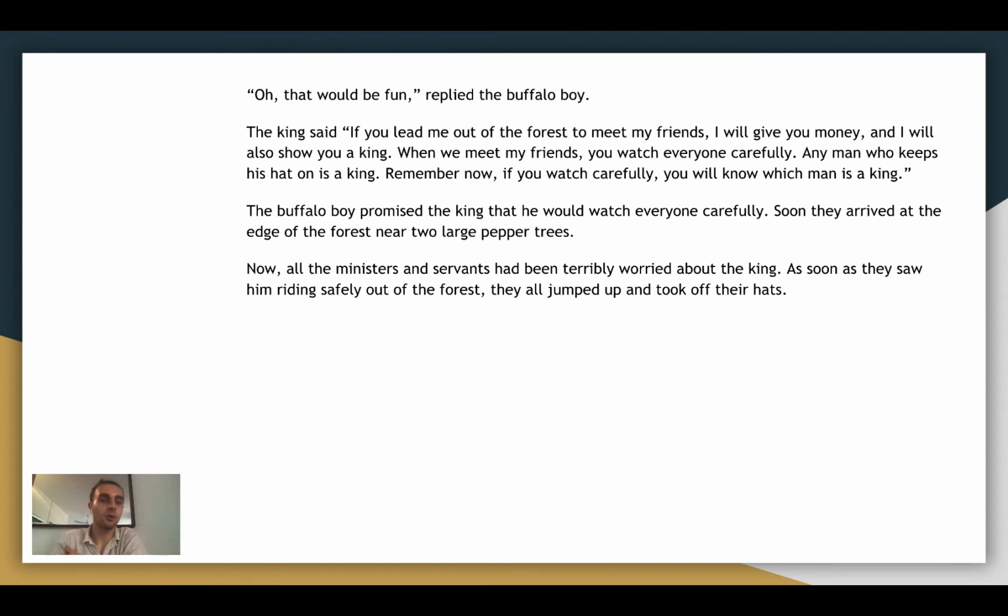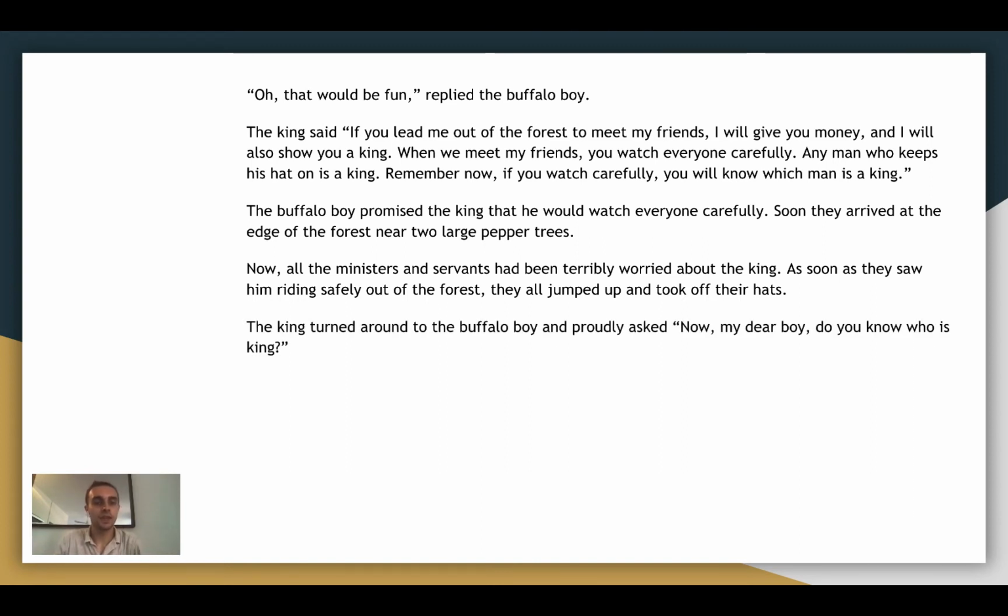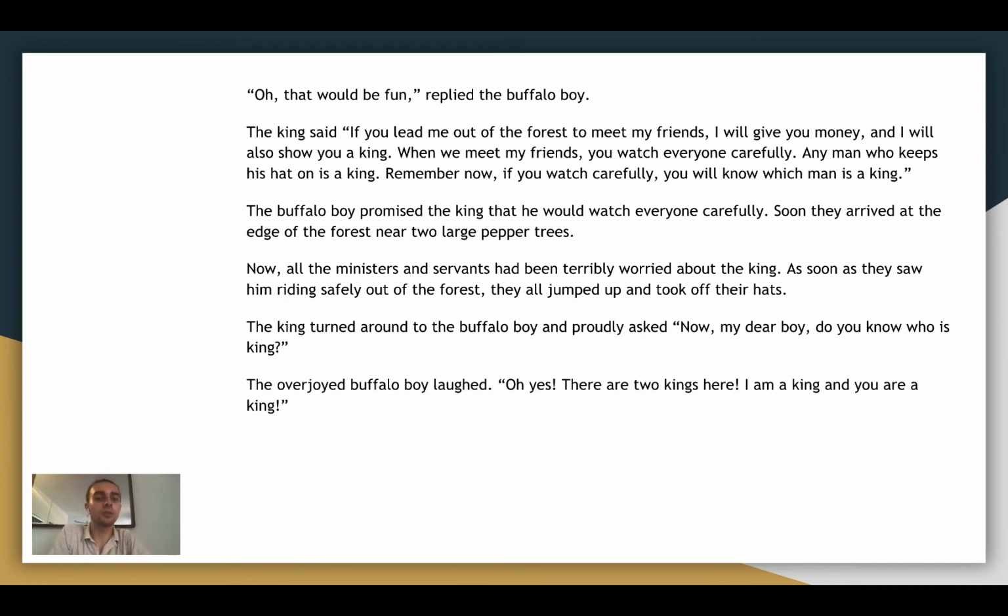Now, all the ministers and servants had been terribly worried about the king. As soon as they saw him riding safely out of the forest, they all jumped up and took off their hats. The king turned around to the buffalo boy and proudly asked, "Now, my dear boy, do you know who is the king?" The overjoyed buffalo boy laughed. "Oh yes, there are two kings here. I am a king and you are a king."